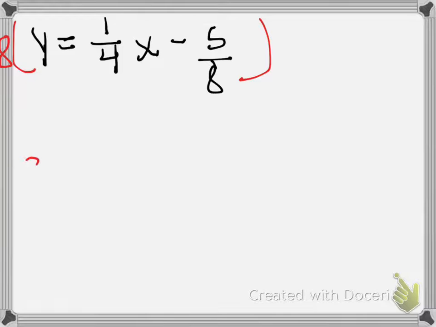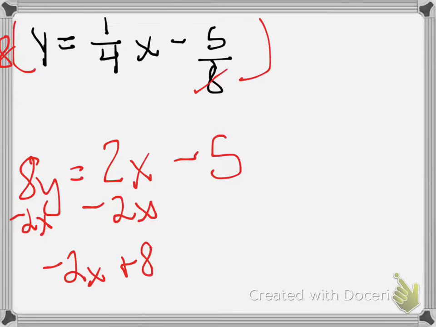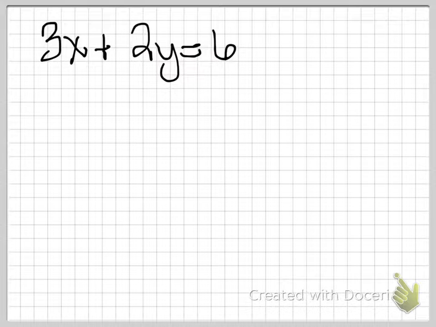So 8 times y is 8y. 8 times 1/4 is just going to give me 2. 8 times negative 5/8, I know that these 8s will cancel, so I'm just going to have negative 5. So I cleared my fractions, and I have 8y equals 2x minus 5. Now, I just do what I need to do. So subtract 2x from both sides. Negative 2x plus 8y equals negative 5. Okay, again, I just cleared those fractions.